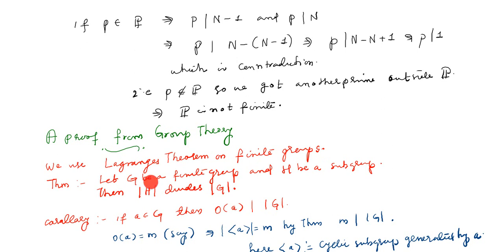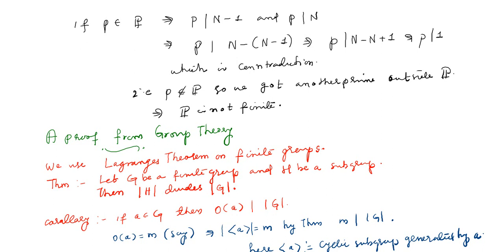Let G be a finite group, meaning a group having a finite number of elements. If you don't know what a group is, you can look at some books or Google the meaning of the structure called a group. Let G be a finite group and H be a subgroup. I denote using vertical bars the cardinality of that subgroup. So the cardinality, or number of elements, of H divides the number of elements in G, the cardinality of G. This is our theorem.